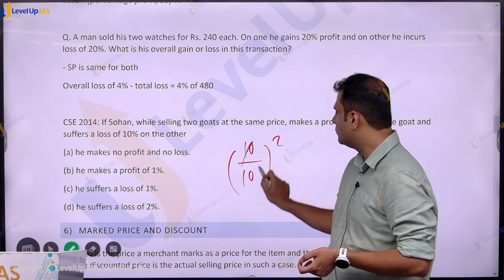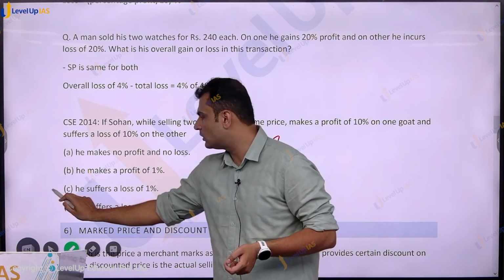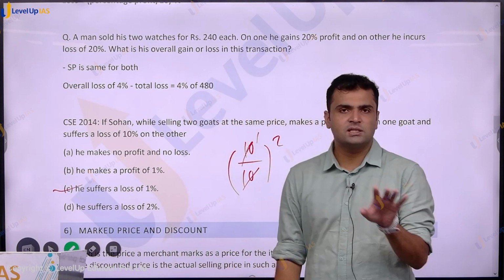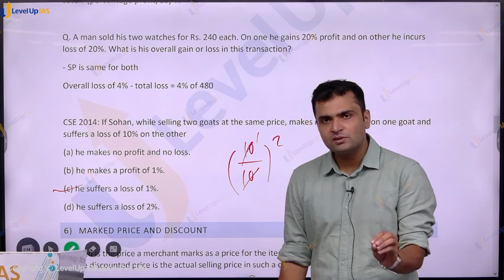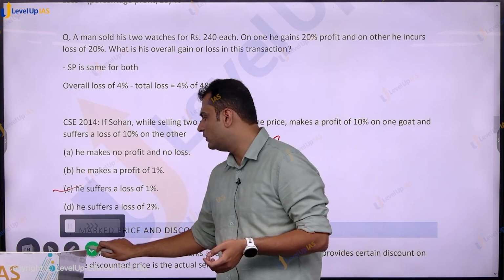So it is 1% loss. He suffers a loss of 1%. Just remember this as a fact. I can prove this, but no, we don't have time.